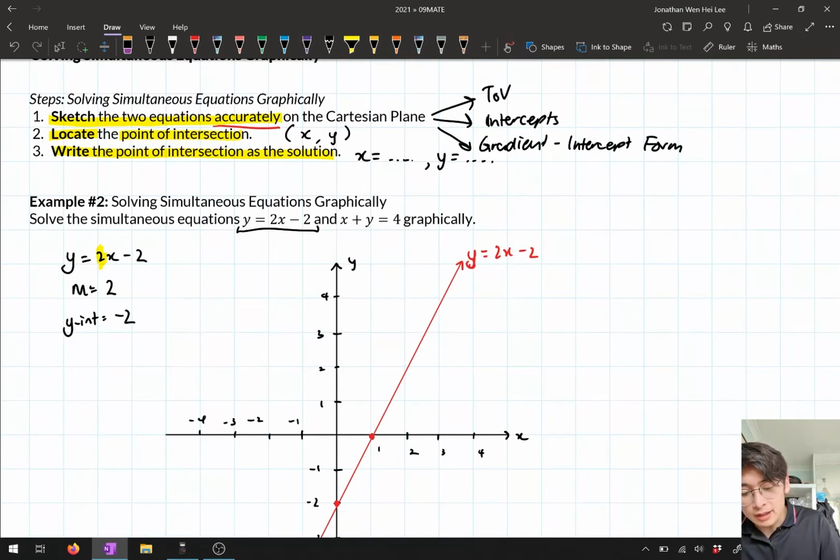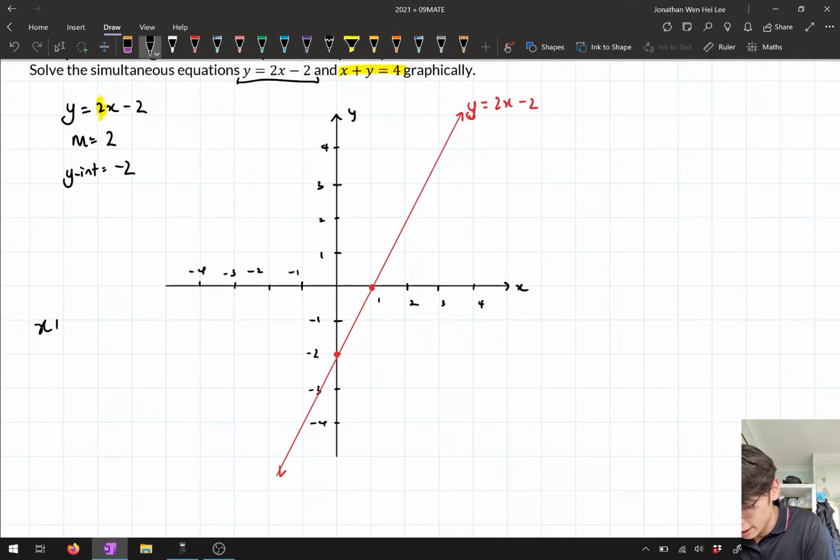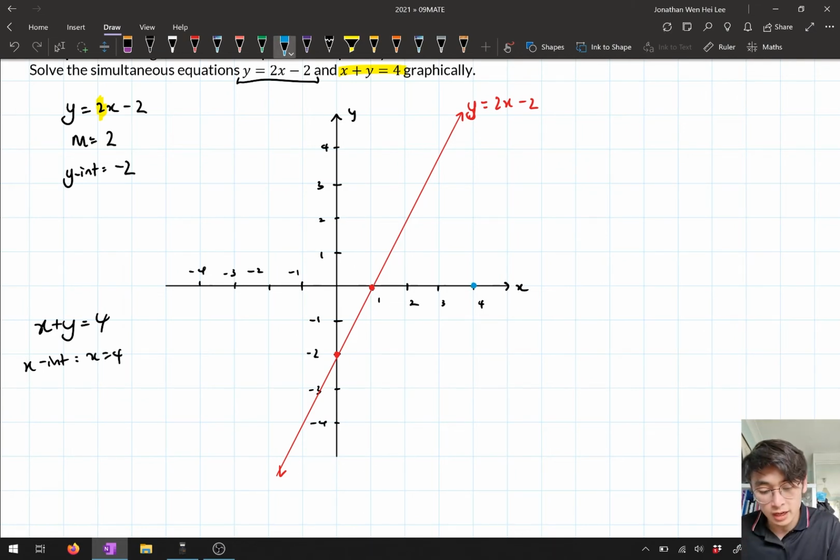Now the second graph is x plus y is equal to 4. I'm going to do some working out here. I'm going to draw this using the intercept method, because here I've got x and y on one side. It's easy to just sub in 0 for both of them and figure out what the intercepts are. The x-intercept is when y is equal to 0. So if y is equal to 0, I have x is equal to 4. So I'm going to put a dot at x is equal to 4 over here.